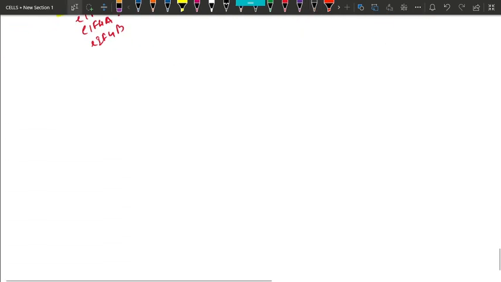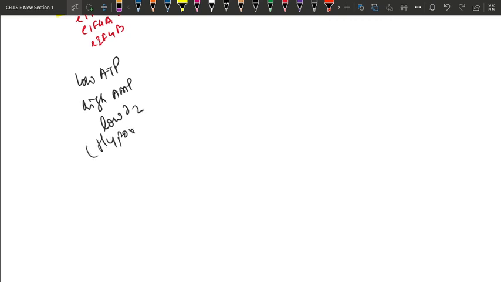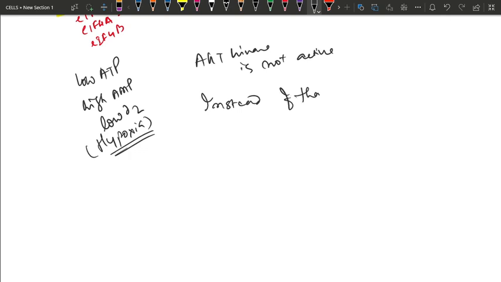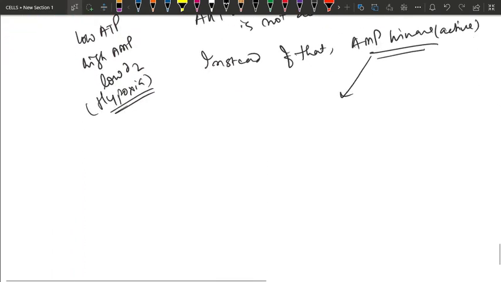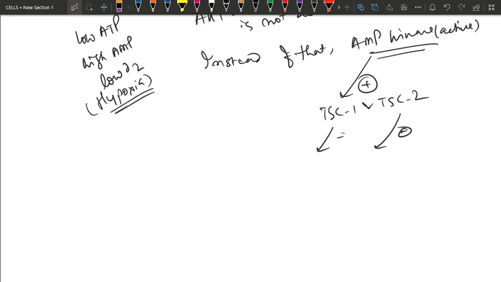But if you have low ATP condition, that means high AMP condition and low oxygen condition, that is the hypoxic condition, then AKT kinase is not active. Instead of that, another important kinase will be active, that will be the AMP kinase. But this AMP kinase will not phosphorylate this TSC1 and TSC2. No, rather it will activate TSC1 and TSC2. So they will now inhibit the Rheb protein.